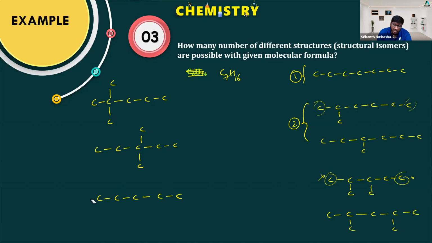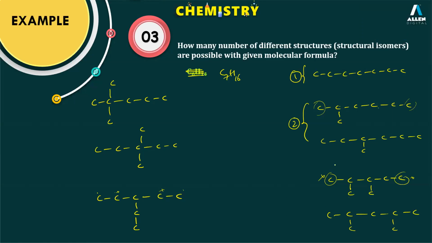I obviously cannot place ethyl at the terminals, because it becomes a higher chain. I cannot keep at second, means I cannot keep here or here. These two terminals are also eliminated. So the only possibility for ethyl is this one, the third position. This is the possibility.